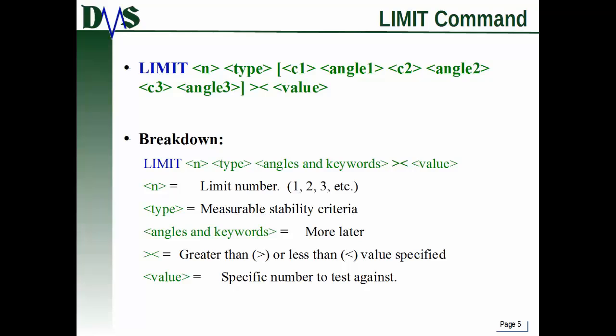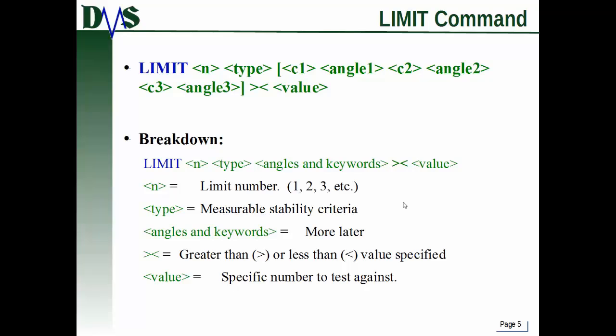We start with the limit command, that's the keyword, L-I-M-I-T, a number, and then you have to break this down to, well, in the general sense, this is how the limit breaks down. So you've got the number, the type of thing that you're measuring, and then a whole combination of angles and keywords, greater than or less than, and then your actual value. So you can see the limit number is just 1, 2, 3, going up in increasing order.